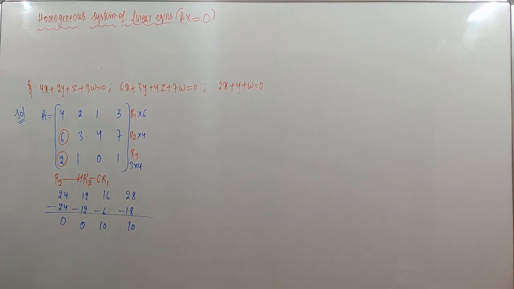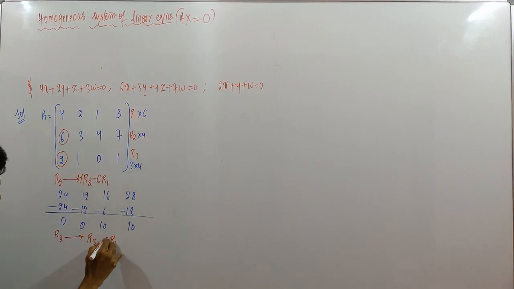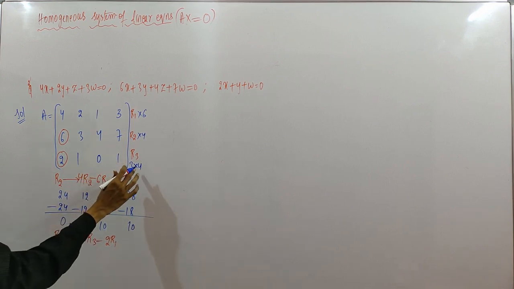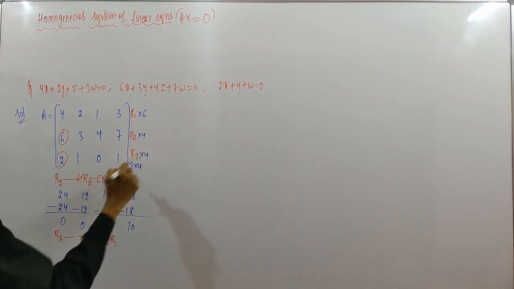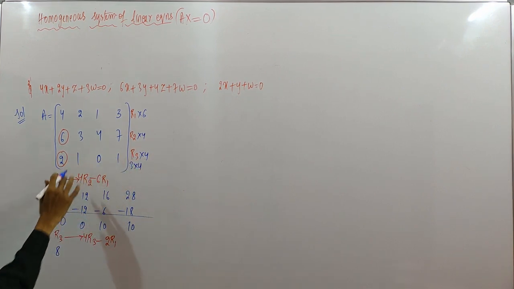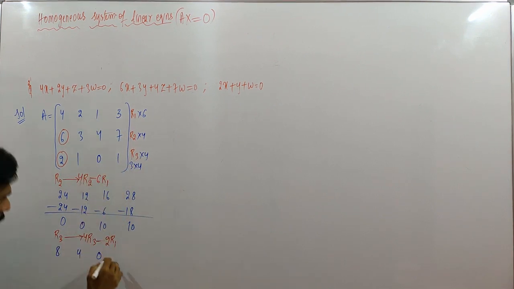Now similarly apply row transformation on the third row. R3 changes to R3 with the help of R1. 2 R1, 4 R3. Now applying minus. 4 R3 will be 4 into 2 is 8. 4 1s are 4. 4 zeros are 0. 4 into 1 is 4.